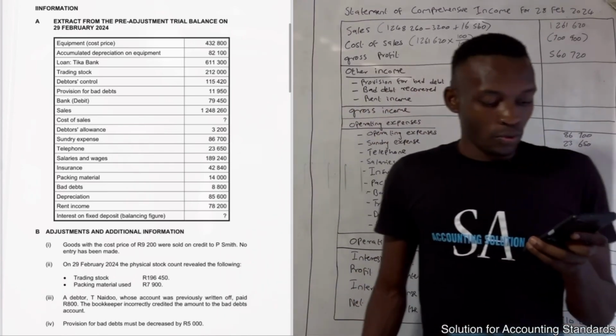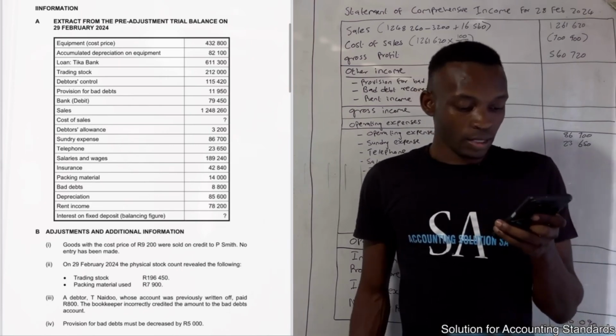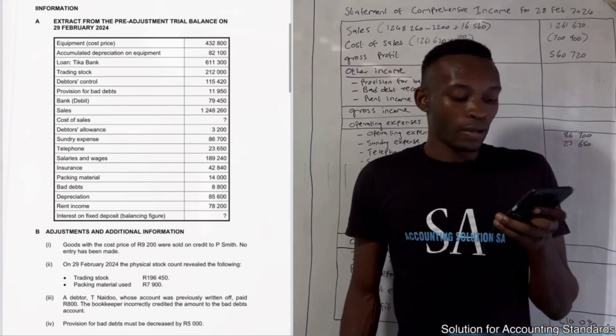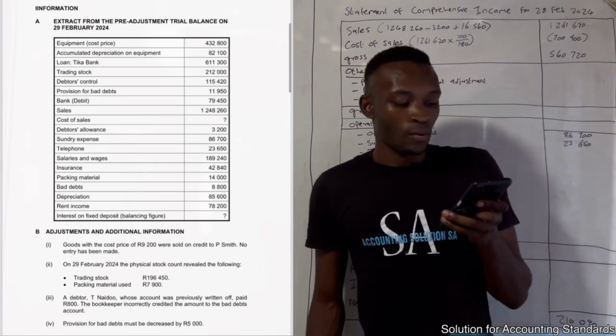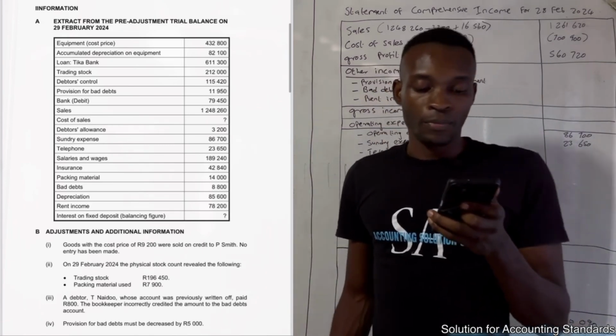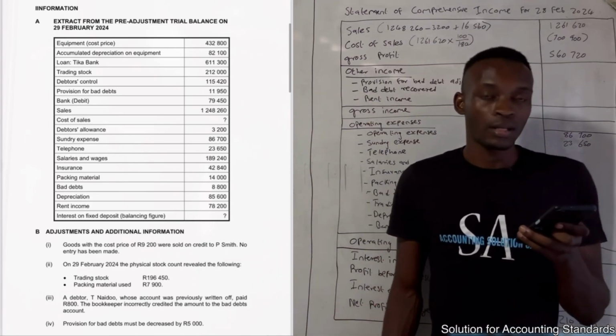Okay, so Roman numeral number 2. On 29 February 2024, the physical stock count revealed the following. We have a trading stock of 196,450, and we also have packing material used of 7,900.